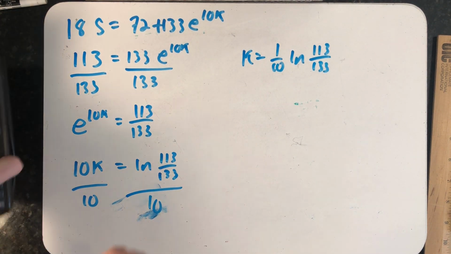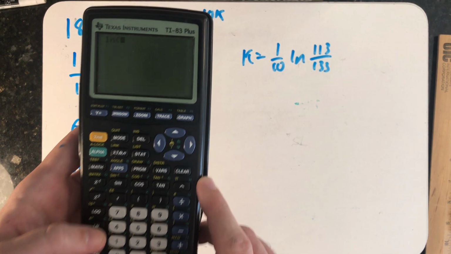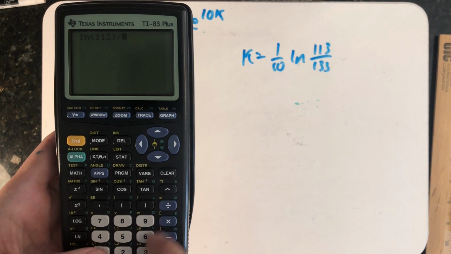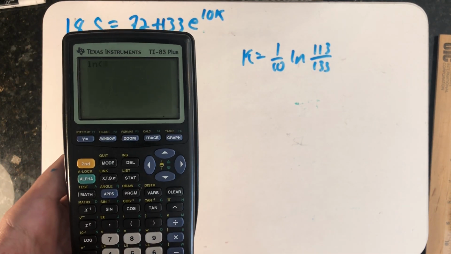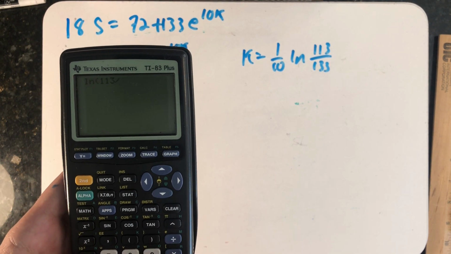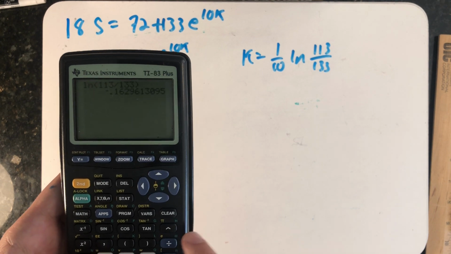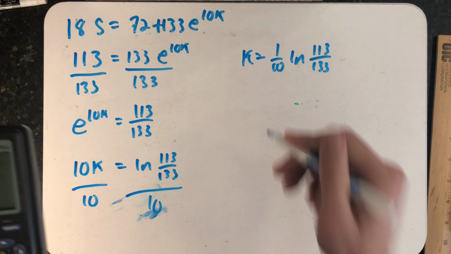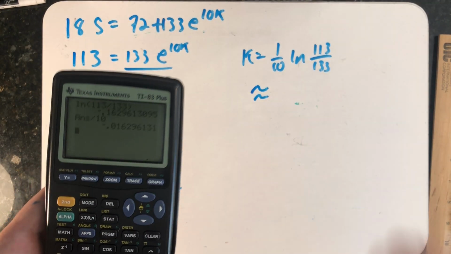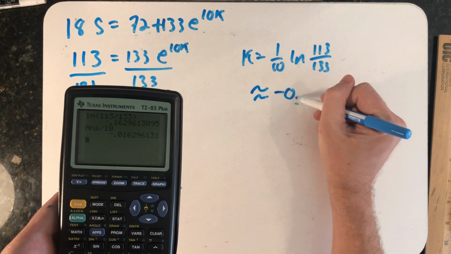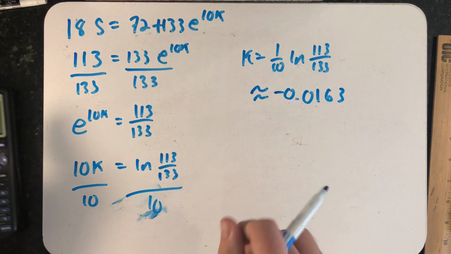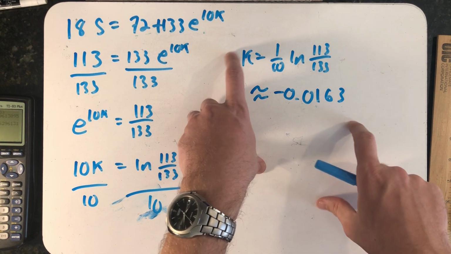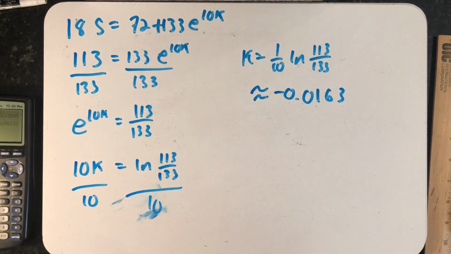Okay, so I have the natural log of 113 over 133. Oh, I typed that in wrong. Well, I really should reshoot this, but I'm just going to go with it. So 113 over 133 inside the logarithm, divide by 10. So I'm going to write that k is approximately minus 0.0163. I wasn't given any instructions on how many decimal places to carry here, and since I'm going to use this value to calculate something else, I'm going to carry a few more decimal places.